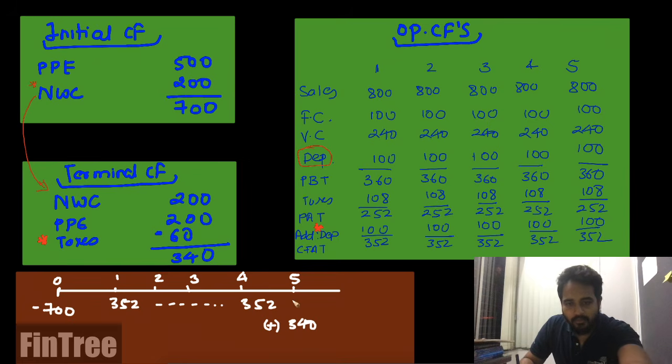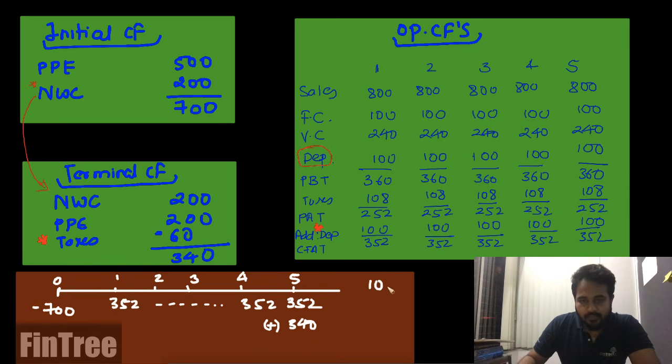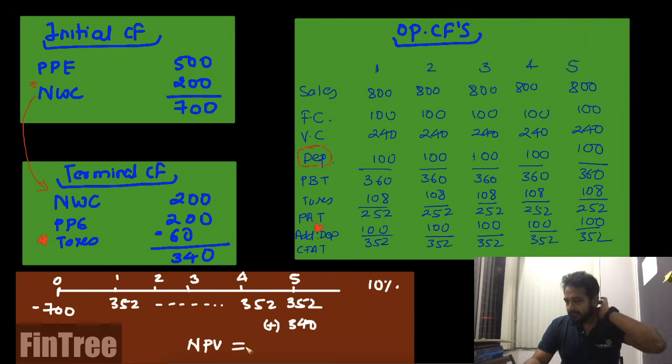So I will write 352 here one more time, 352. So these are the cash flows we have to enter into our cash flow function, keep the discount at 10% and then compute NPV. And I want you to help me with it. I'm going to do it though on my calculator. Cash flow 0, 700 negative, enter. Cash flow 1, 352, enter.